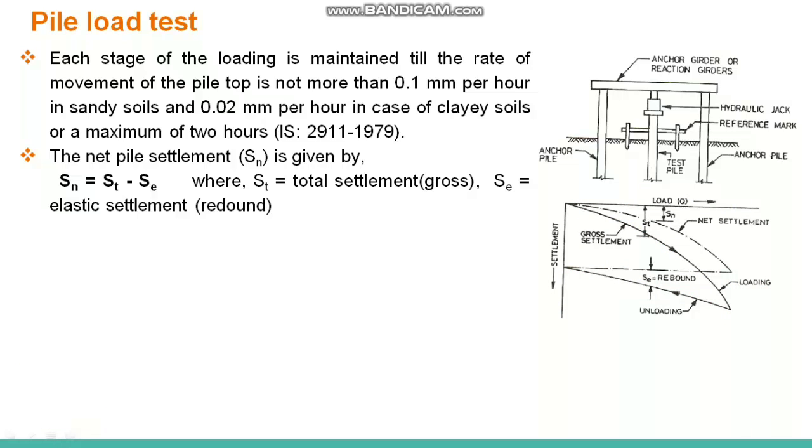So now the net settlement, or net pile settlement, we can calculate, that is SN. That will be equal to gross settlement minus elastic settlement, or gross settlement minus rebound. Are you getting my point? Because this ST is the gross and this is elastic. It means when you are applying load, you are getting this settlement. When you unload, when you remove the load, this settlement will be recovered, we can say. So the net settlement will be gross minus elastic.